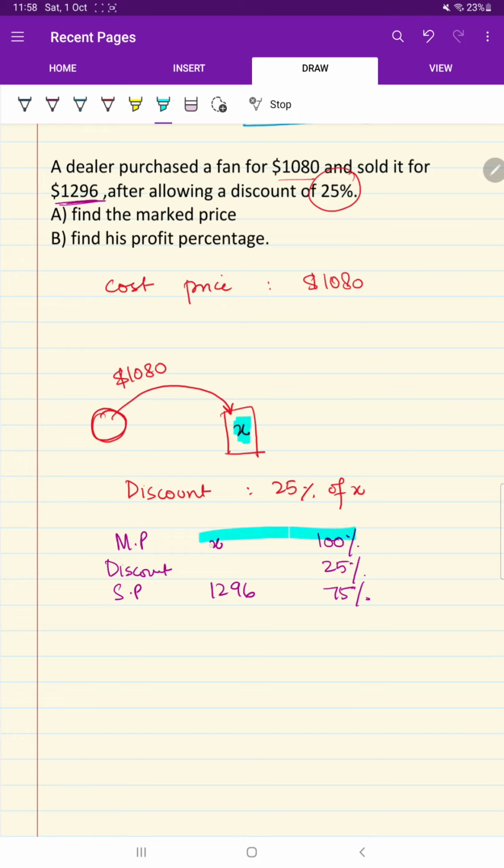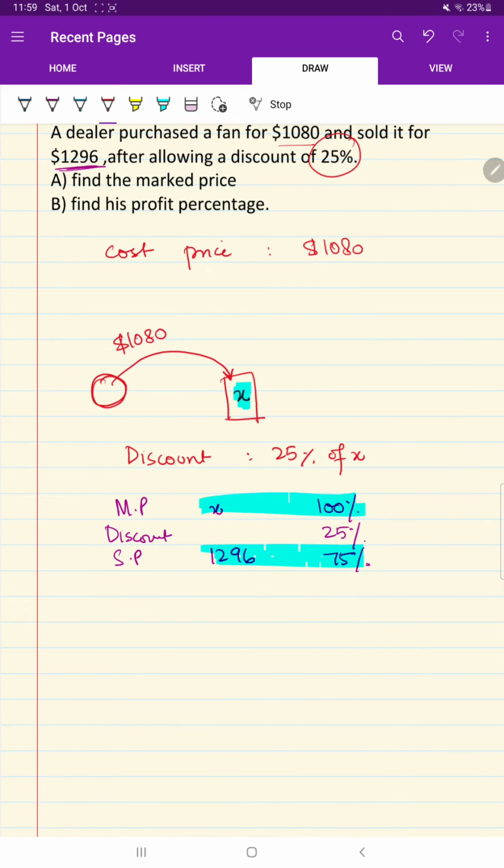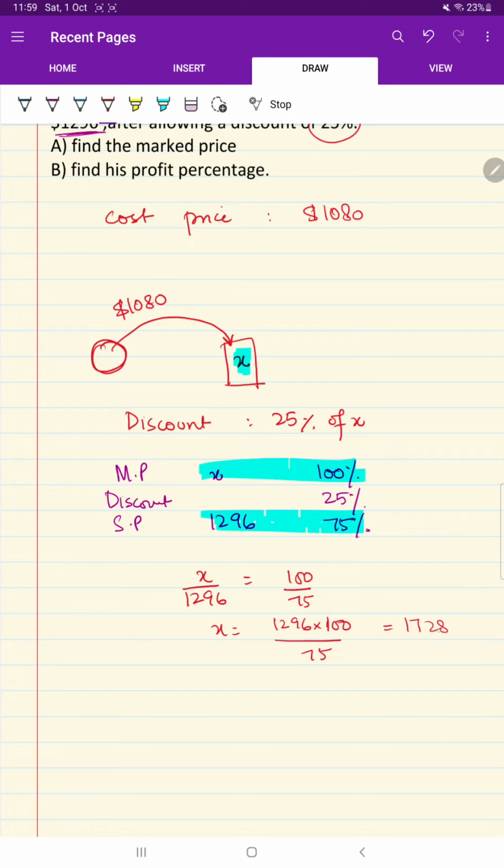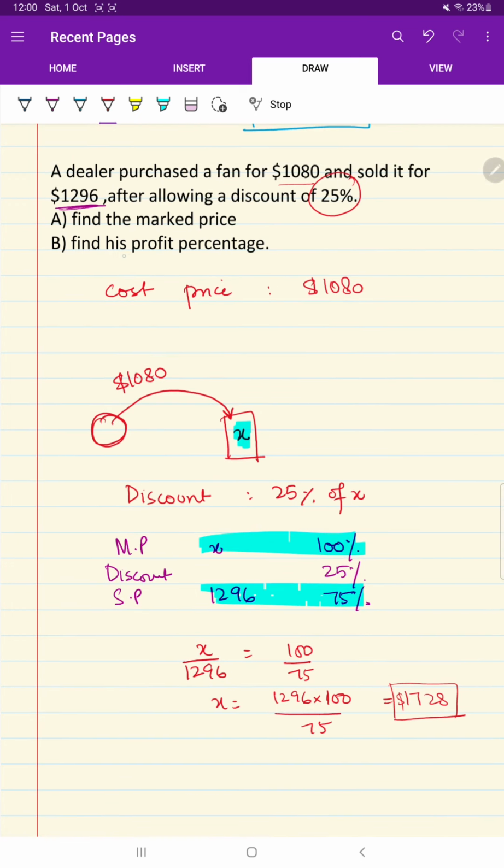Can I make a ratio here? Yes, I can. So I can easily make a ratio here. X, 1296, 100, 75. Let's find X. X is going to be 1728 dollars. What is this now? This is my mark price or selling price, whatever you call it. Okay. Now, it said find his profit percentage.